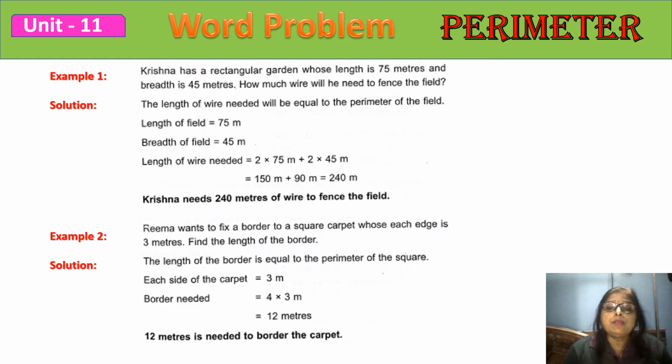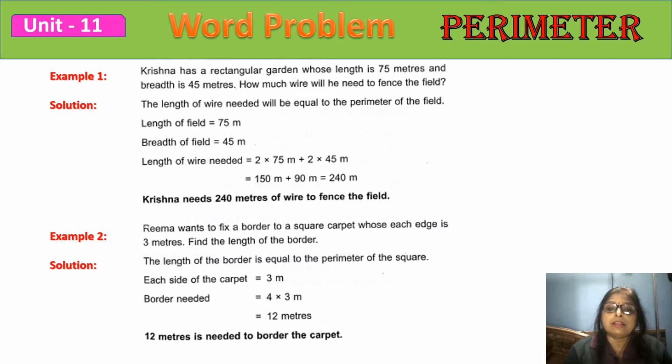Now the length of the wire needed, it means first you find the perimeter. As you know, perimeter is the measurement of the total boundary. So the formula is 2 into L plus 2 into B. L means length and B means breadth. So 2 into 75 is equal to 150 meter, and 2 into 45 meter means 90 meter.